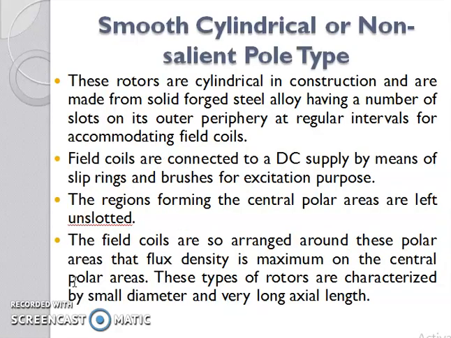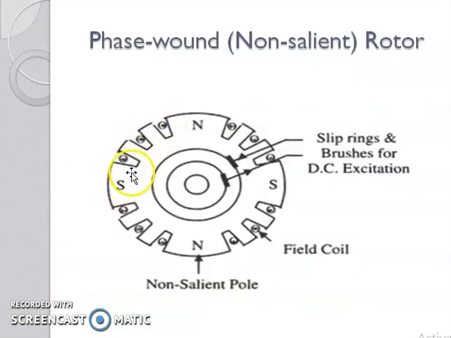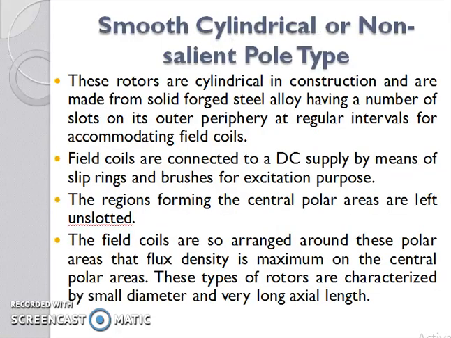Let us talk about the non-salient type of rotor, the second type of rotor, that is the smooth cylindrical type of rotor. These rotors are cylindrical in construction and are made from solid forged steel alloy, having a number of slots on the outer periphery at regular intervals. You can see here that at the outer periphery the slots are made, where the conductors are situated. So this is the non-salient pole type of rotor.